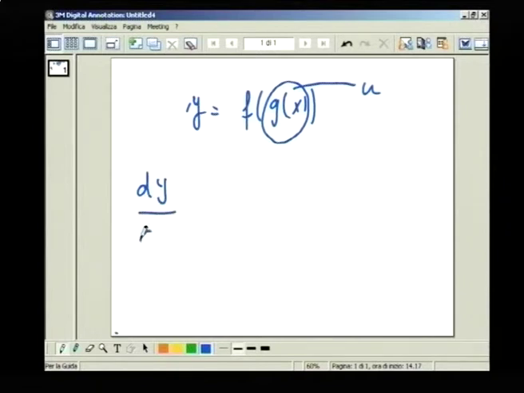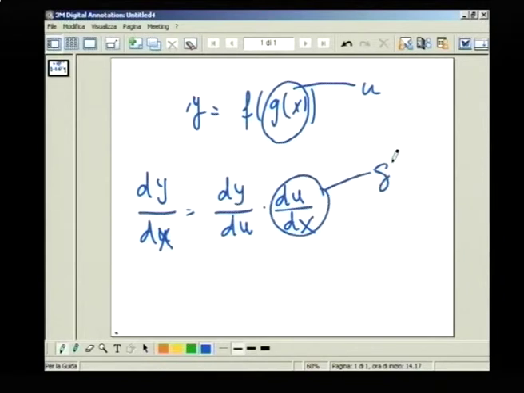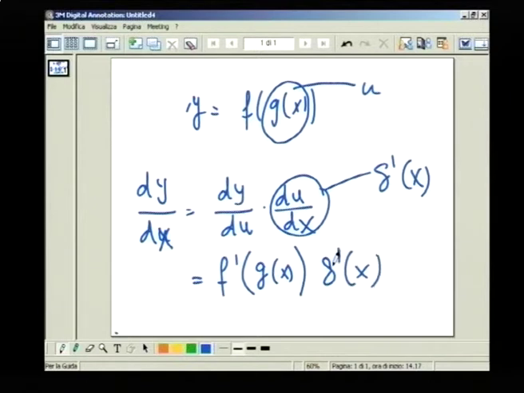You have dy by dx, using the notation of Leibniz, is equal to dy by du times du by dx. So what you do here, u is equal to g of x, so this becomes g dash of x, and here dy by du, you have f of u, so you get here f dash of u, but u is equal to g of x, so you have finally the form f dash of g of x times g dash of x. And this is your formula which you shall use.